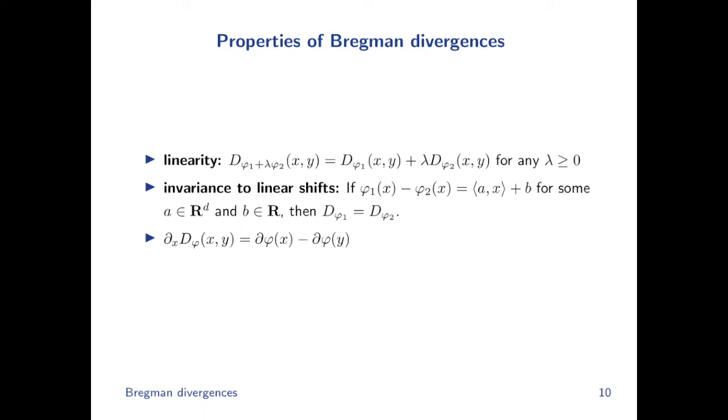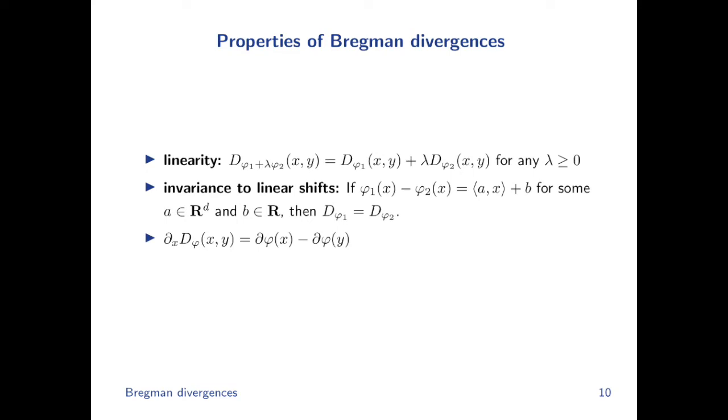The first is linearity with respect to the base function, this function phi, which we're using to induce the Bregman divergence. This is really very easy to see just by checking the definition. You just plug phi 1 plus lambda phi 2 into the definition, and just notice that you can regroup the terms basically into the Bregman divergence induced by phi 1 and lambda times the Bregman divergence induced by phi 2.